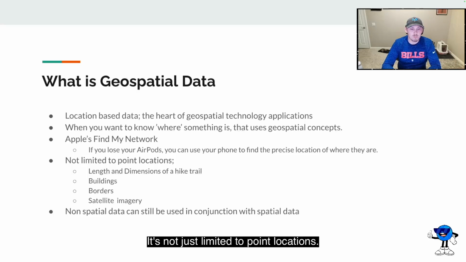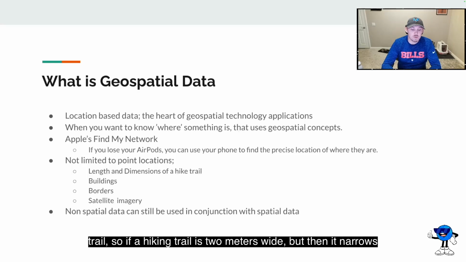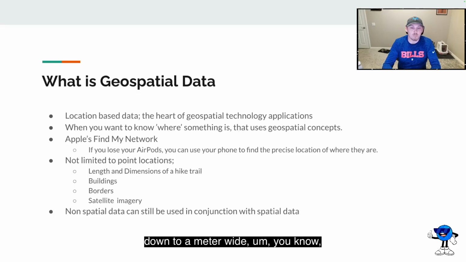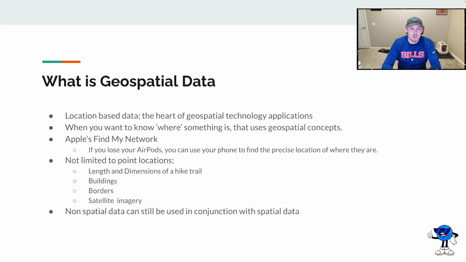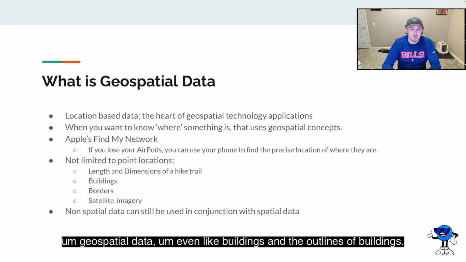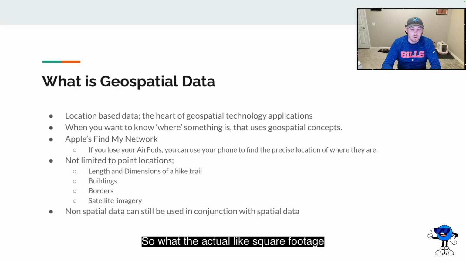It's not just limited to point locations. Think about the length and dimensions of a hiking trail. So if a hiking trail is 2 meters wide, but then it narrows down to a meter wide, over a mile, that's all geospatial data. Even buildings and the outlines of buildings, so what the actual square footage of a building is. Each of those points in the square footage is geospatial data.